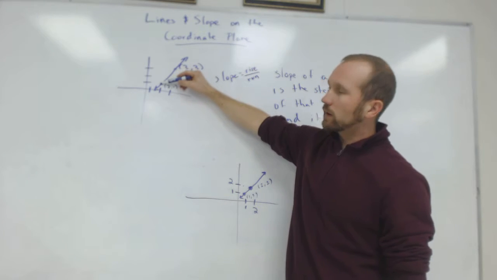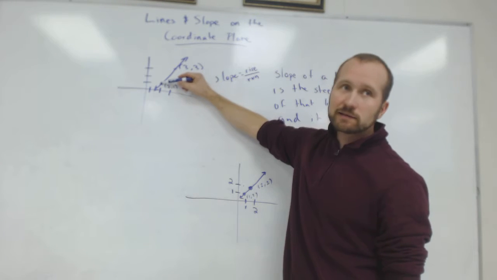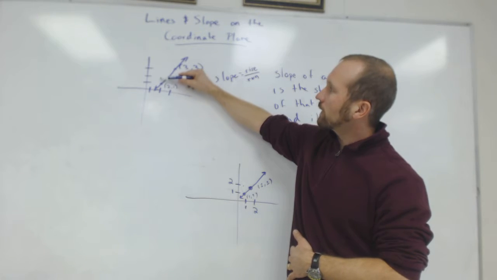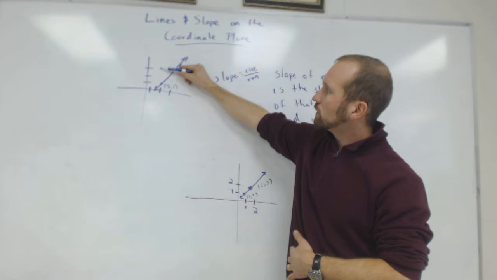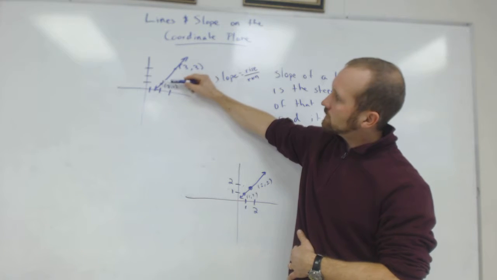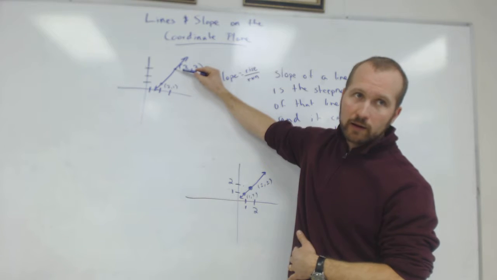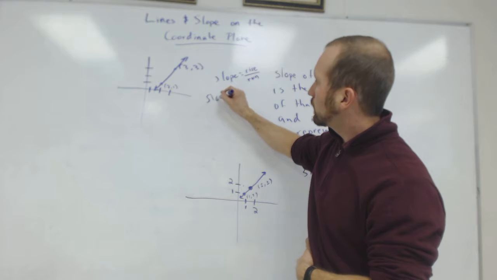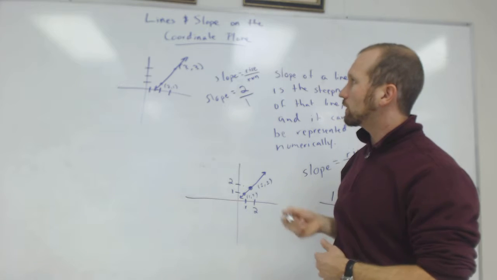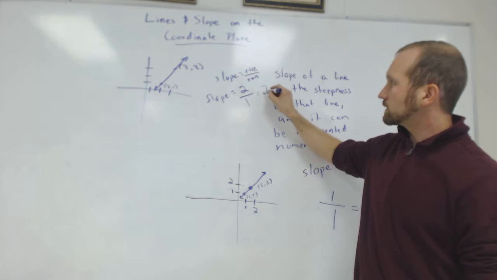So I'm going to start at this point that's further to the left. And I'm going to figure out how much do I have to rise and how much do I have to run to get to the next point. So if I'm starting here, I have to go up 2 and over 1 to get to that next point. Do you guys see that? Starting here, I go up 2 over 1. And I end up at that next point. So my slope is equal to a rise of 2 over a run of 1. And 2 over 1 is the same thing as the number 2.